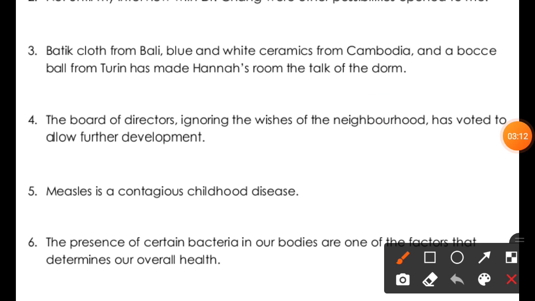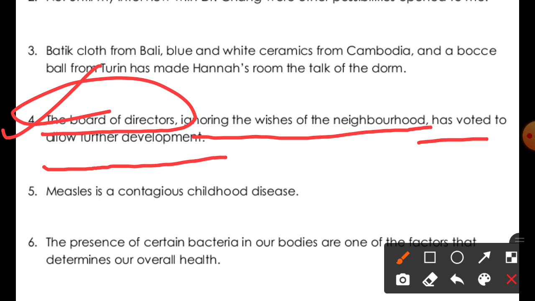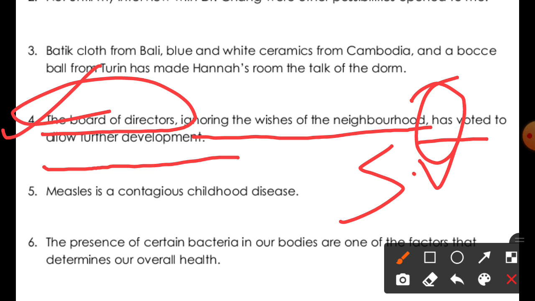Sentence number 4 says that the board of directors, ignoring the wishes of the neighborhood, has voted to allow further development. Clear? So here we have has as a singular verb. S is there in the spelling, and we all know that has is a singular verb. And what is the subject here? The board of directors or the board? What is the subject here? Yes, absolutely right. The board is your subject.